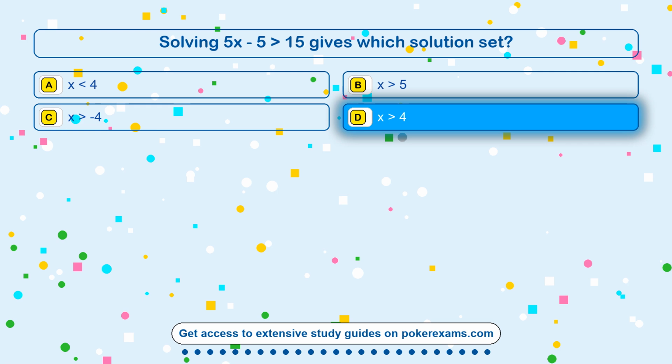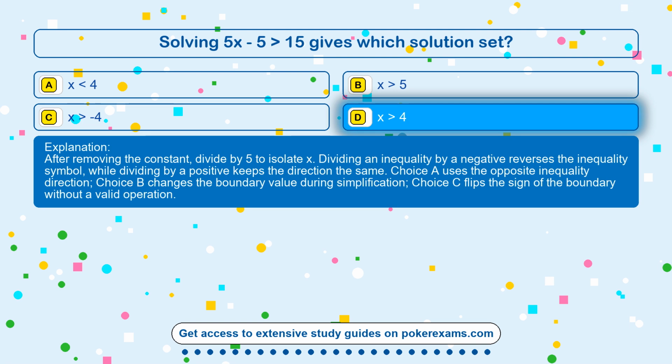The correct answer is option D, x less than 4. After removing the constant, divide by 5 to isolate x. Dividing an inequality by a negative reverses the inequality symbol, while dividing by a positive keeps the direction the same. Choice A uses the opposite inequality direction. Choice B changes the boundary value during simplification. Choice C flips the sign of the boundary without a valid operation.